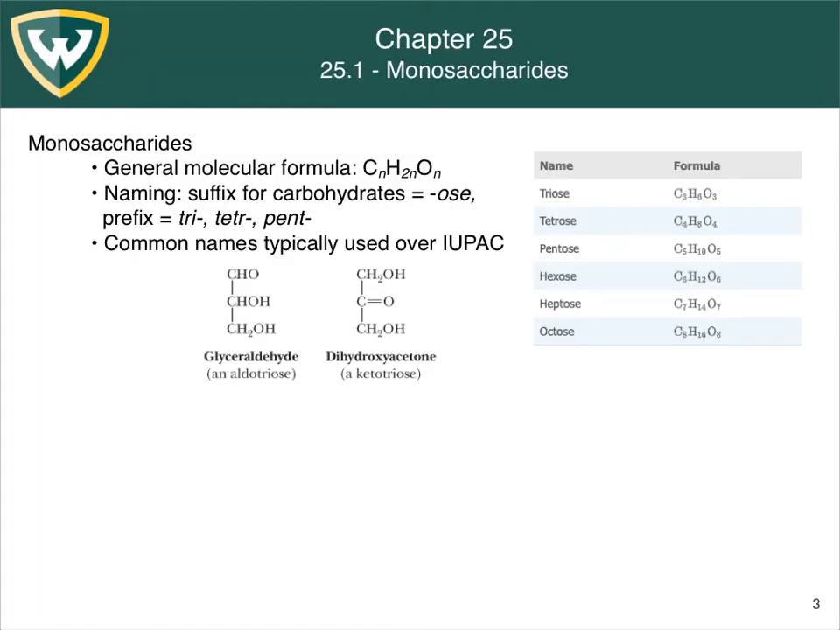Monosaccharides have the general formula CnH2nOn, with one of the carbons being the carbonyl group of either an aldehyde or a ketone. The most common monosaccharides have 3 to 8 carbon atoms. The suffix "-ose" indicates that the molecule is a carbohydrate, and then the prefix tells you how many carbons are in the structure. So a triose is made of 3 carbon units, such as glyceraldehyde here.